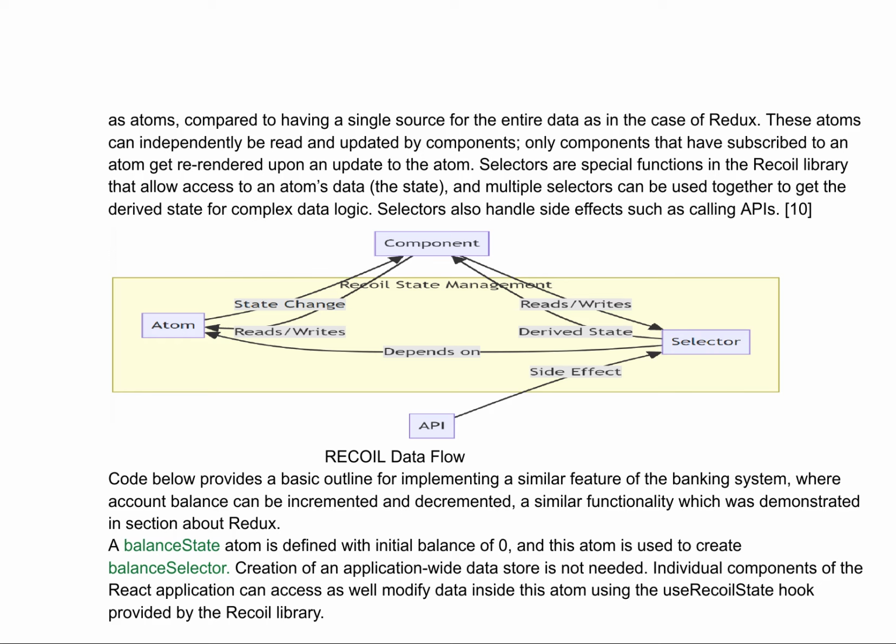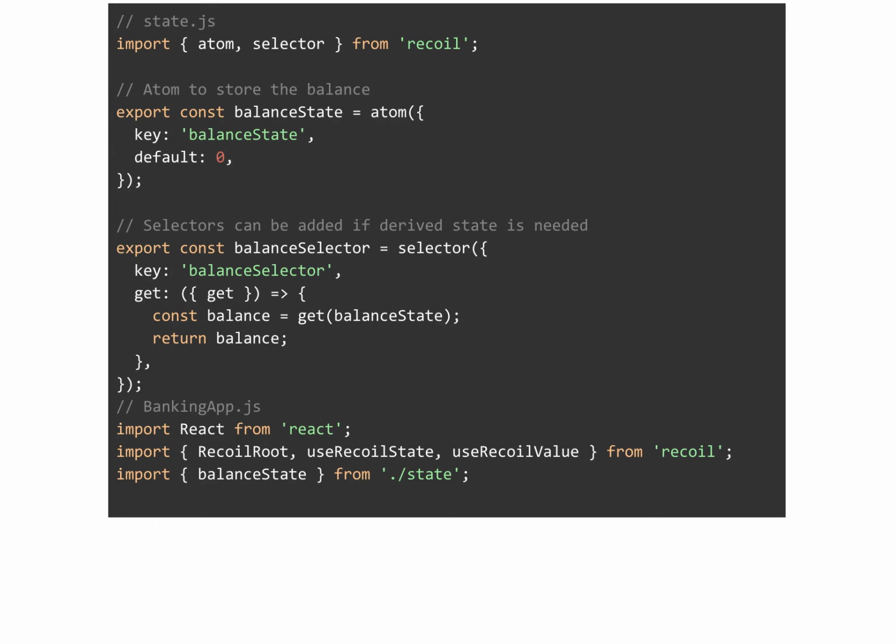Selectors, special functions in the Recoil library, allow access to an atom's data and handle side effects such as API calls. A basic implementation of a banking system feature, where account balance can be incremented and decremented, is demonstrated using Recoil. This is achieved by defining a balance state atom and creating a balance selector to access the atom's data.